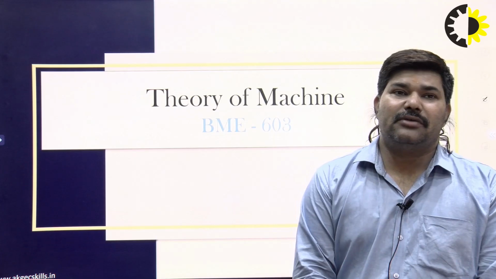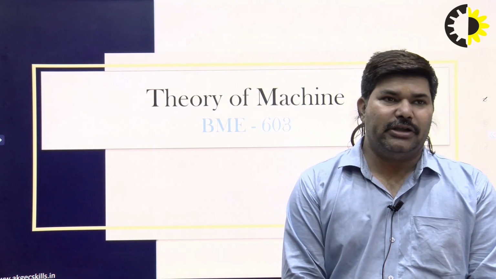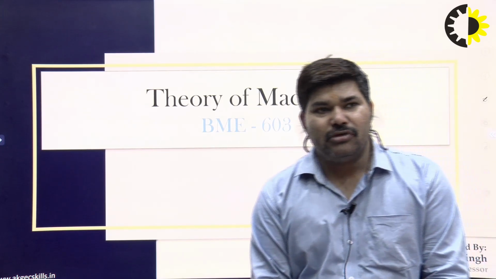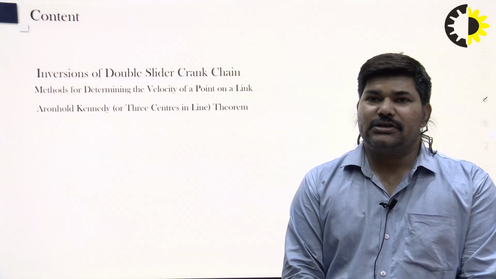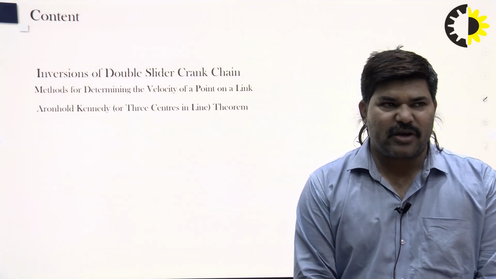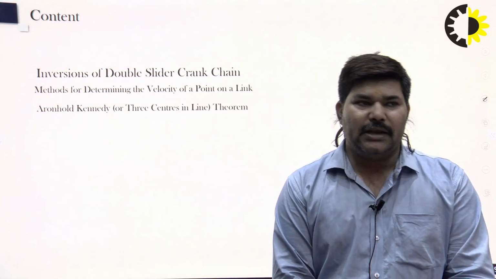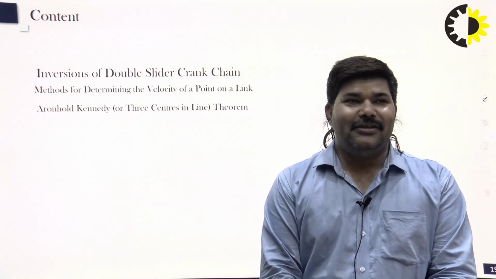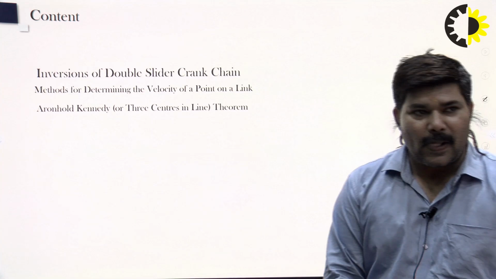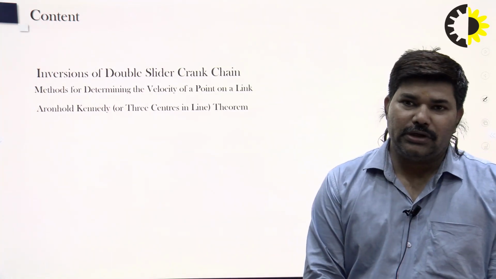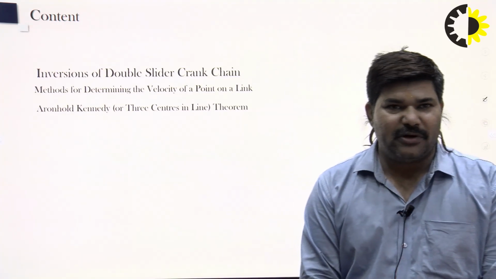In the last lectures, I discussed the inversion of the four-bar mechanism and the inversion of the single slider crank mechanism in detail. Continuing from this, today we will discuss the inversion of the double slider crank mechanism, the method to determine the velocity of a point on a link, and the important Arnold-Kennedy theorem. I hope you read the previous lecture and understood. If you have any doubt or query, please contact us and give feedback for better.